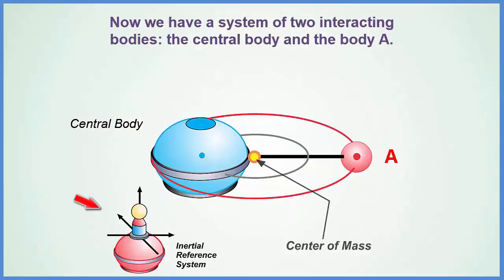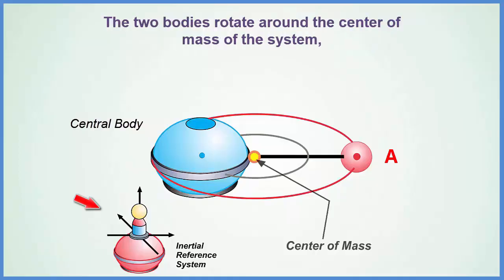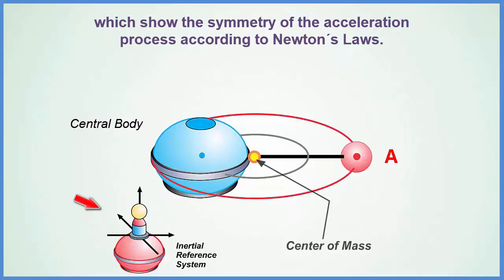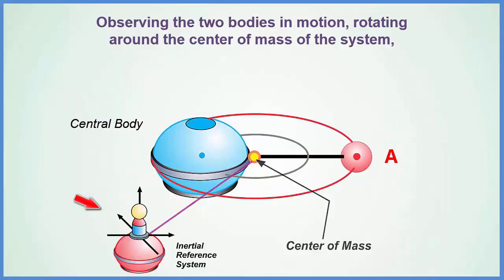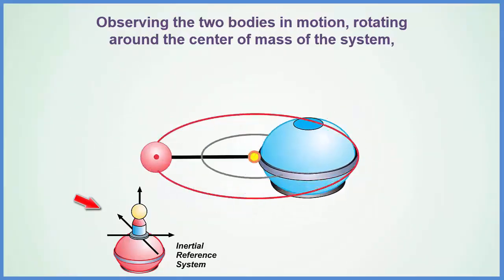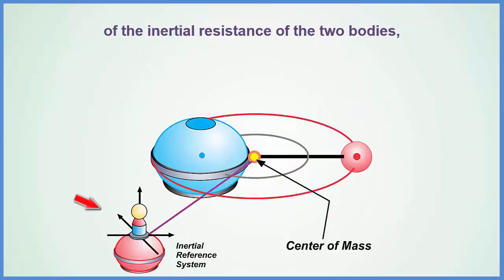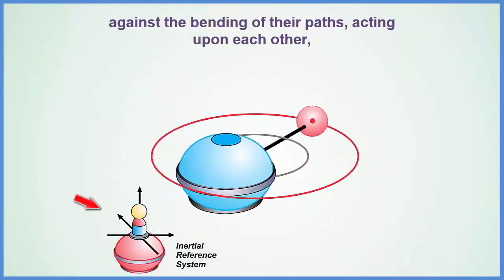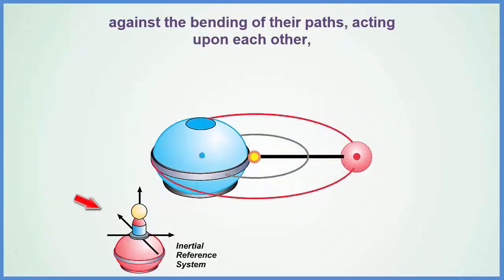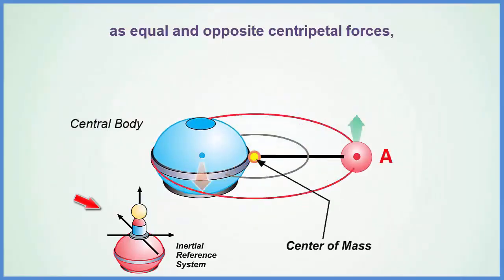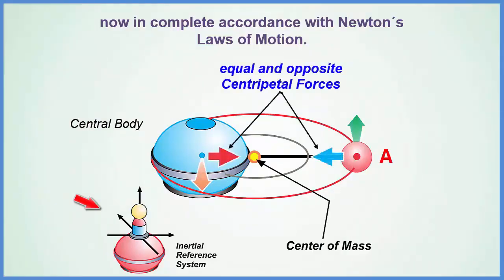Now we have a system of two interacting bodies, the central body and the body A. The two bodies rotate around the center of mass of the system, which shows the symmetry of the acceleration process according to Newton's laws. Observing the two bodies rotating around the center of mass of the system, one can clearly identify the reciprocal manifestations of the inertial resistance of the two bodies against the bending of their paths, acting upon each other as equal and opposite centripetal forces. Now in complete accordance with Newton's laws of motion.